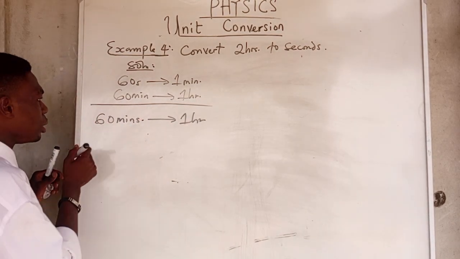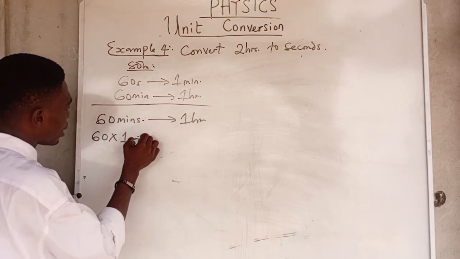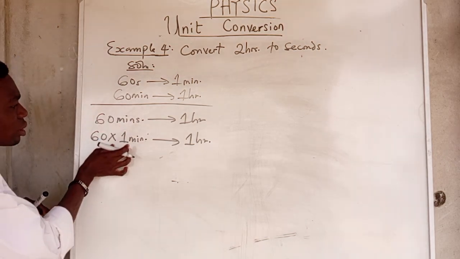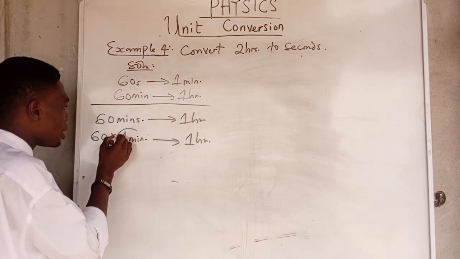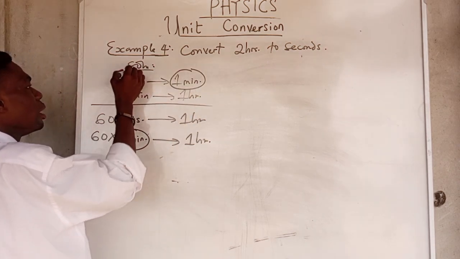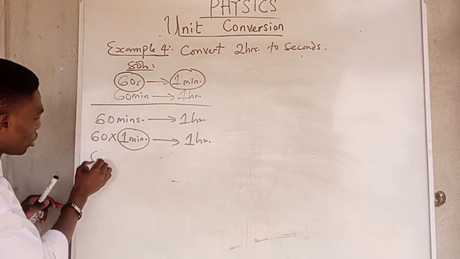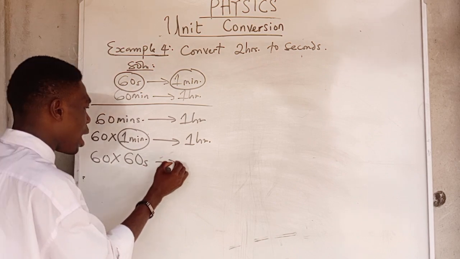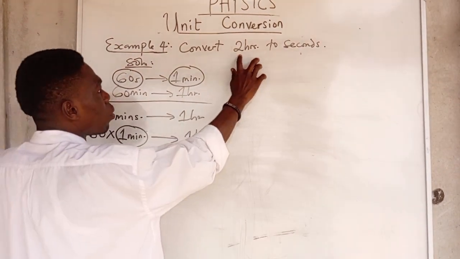And so I'm going to write this as 60 times 1 minute. 60 minutes is the same thing as 60 times 1 minute, because 60 times 1 minute gives us 60 minutes. But then what is the value of 1 minute? You can see here that 1 minute is equal to 60 seconds. So I'll substitute 1 minute with 60 seconds to give me 60 times 60 seconds, because that's 1 minute. I have it in 1 hour. So I've succeeded in connecting hour to seconds.